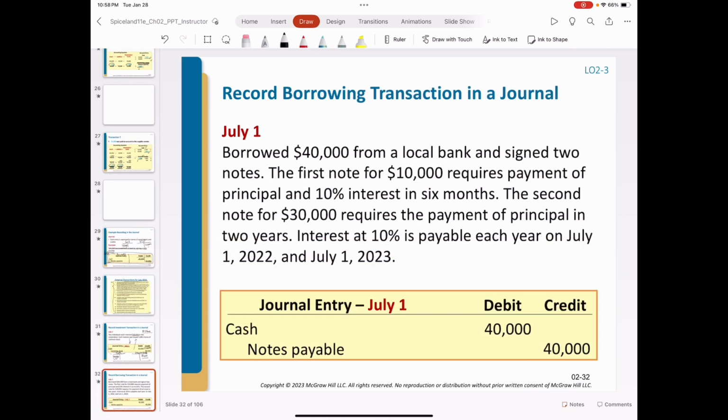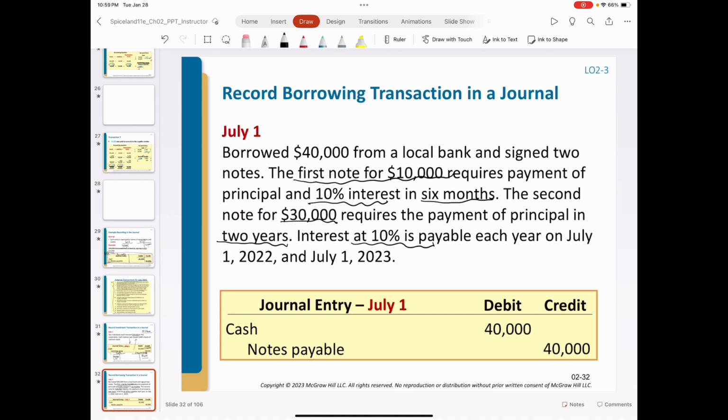Okay, second, on the same day, July 1st, the company borrowed $40,000 from a local bank, signed two different notes. One note is $10,000, interest 10%, the duration half a year. So this is a short-term note payable. While the second one is $30,000 principal, interest 10%, and the term was 2 years. This one should be classified as a long-term note, okay, because the duration or the maturity is greater than 1 year.